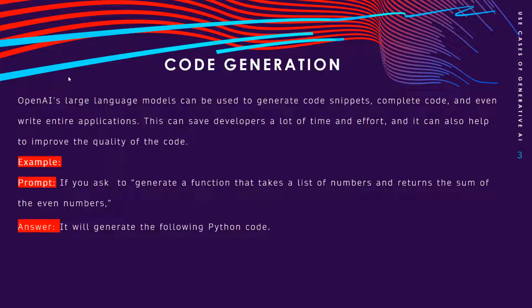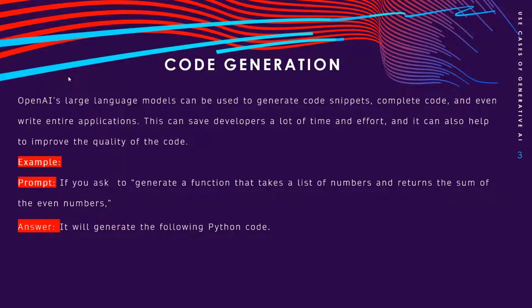So you have seen that it has saved a lot of my time, and obviously the quality of the code is also very good. Azure OpenAI large models can be helpful to generate code snippets, complete code, and even to write entire applications. So this is all about the first use case, that is code generation.